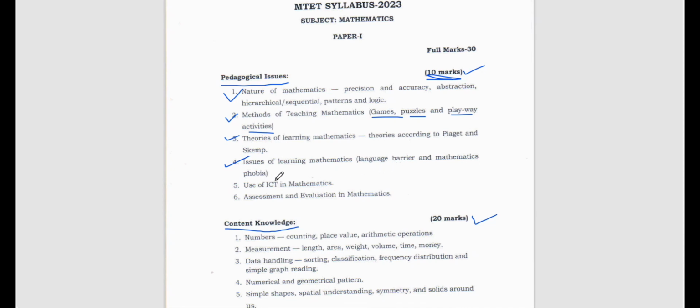In number 4 we have issues of learning mathematics: language barrier and mathematics phobia. What I was talking about is given here. What is language barrier? Language barrier means when you are not able to understand the mathematical language. Mathematical language we have to understand very well. Phobia means fear.